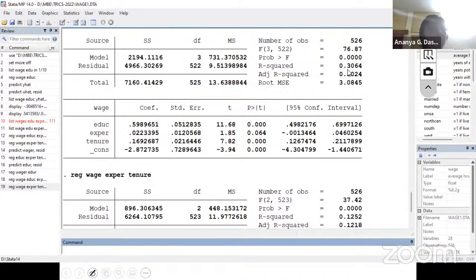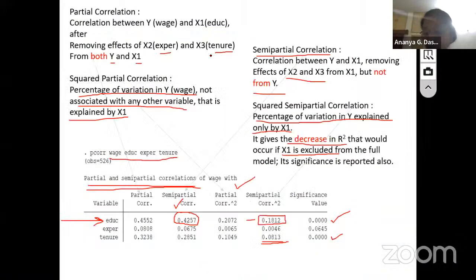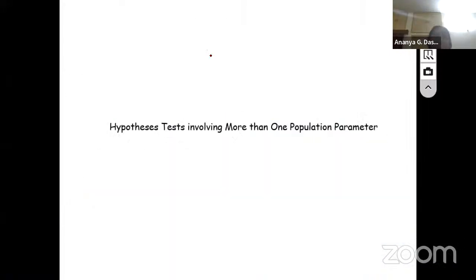So these are very useful things to be working with when you're playing around with models and you're wondering what happens if I remove this, what happens if I add that, and so on. So keep your partial correlations handy whenever you're looking at models.